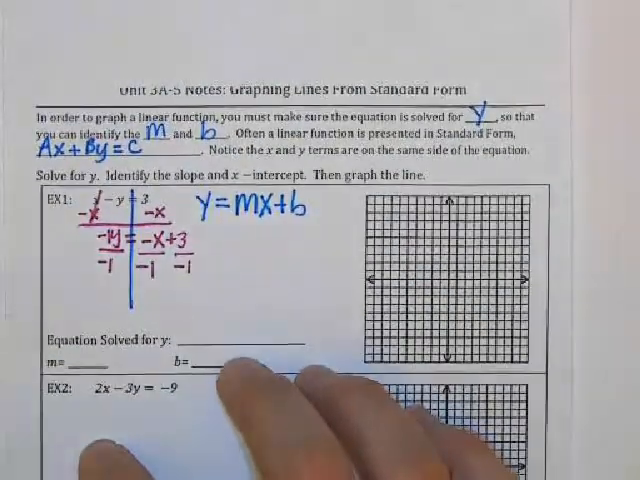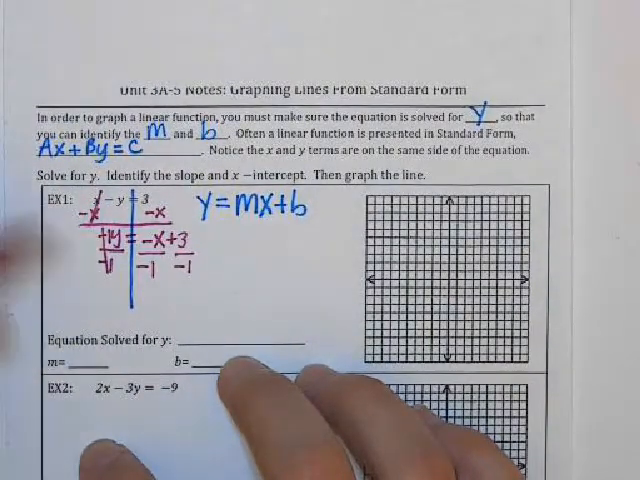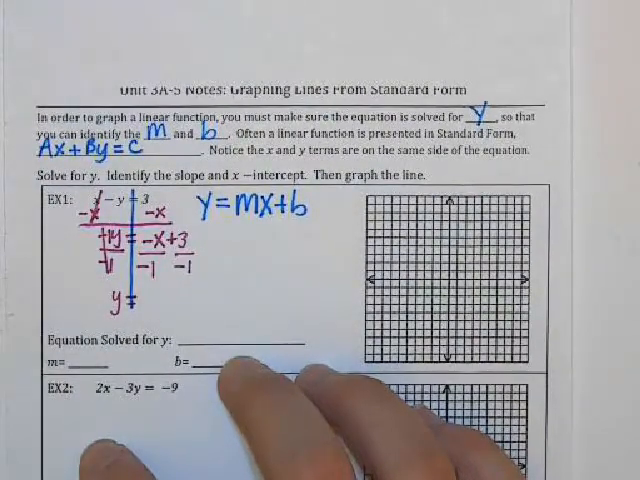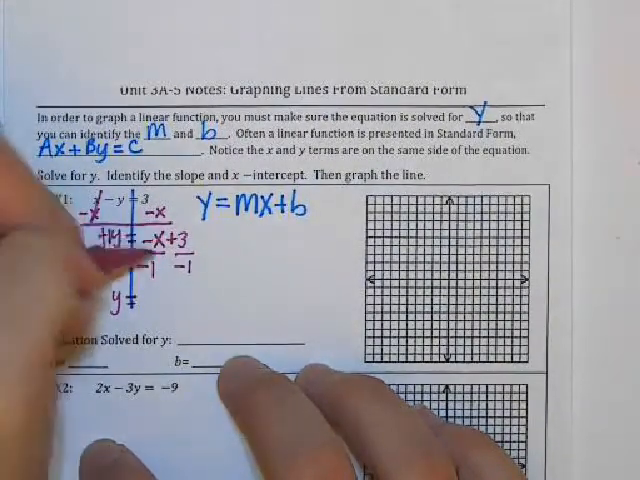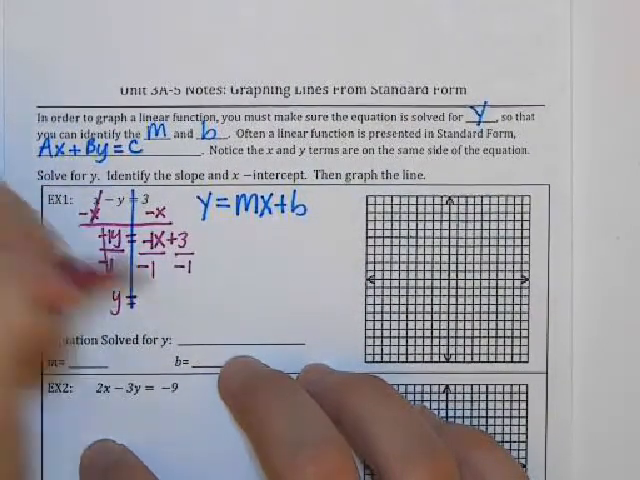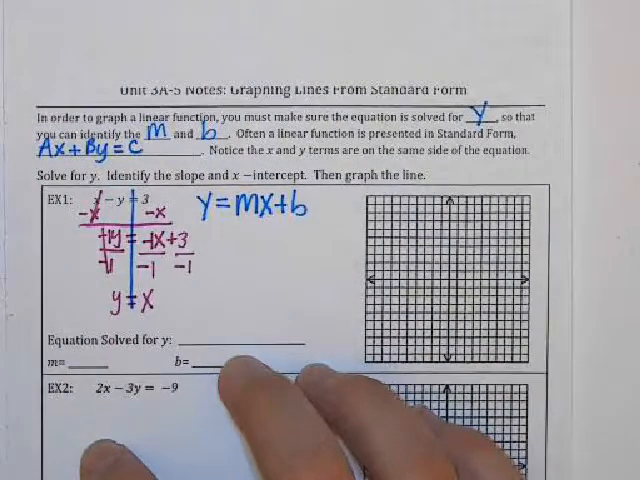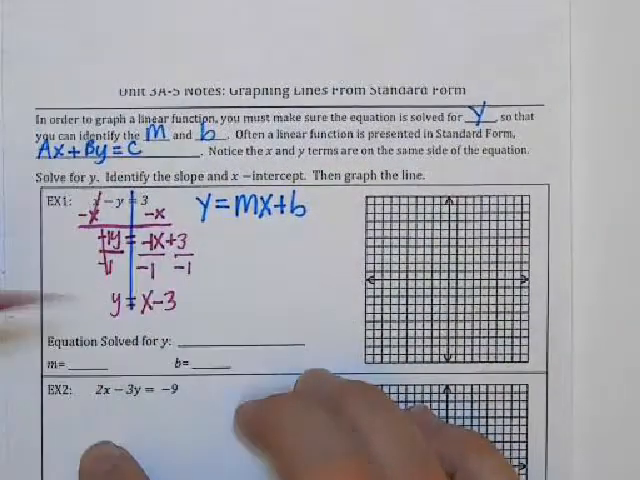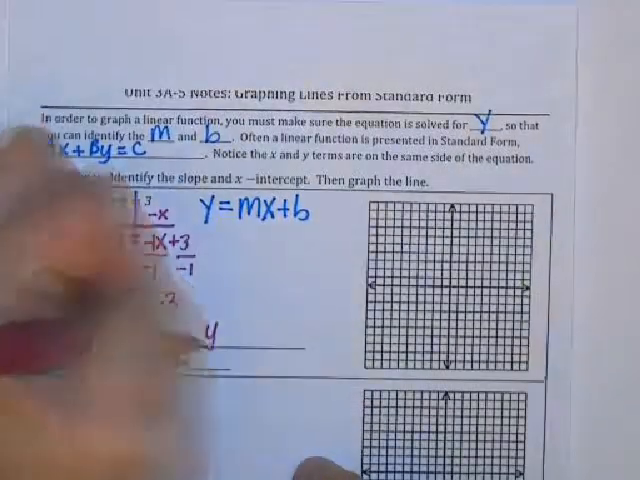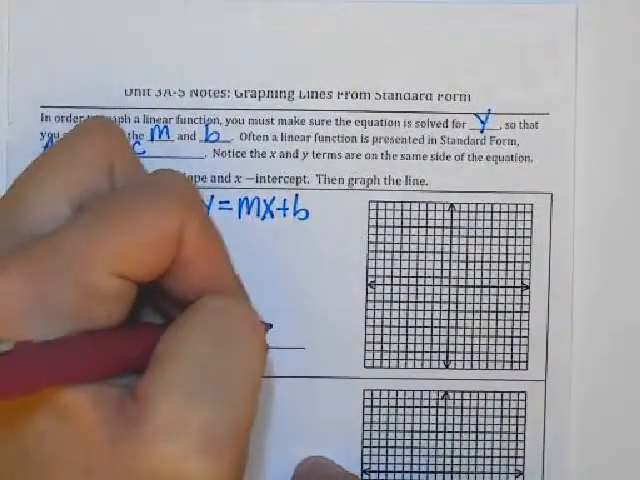Make sure you're writing with me. Negative 1 over negative 1, they equal 1. So I'm left with 1y, but you don't write the 1. So y equals negative 1 over negative 1 again, which gives me 1x, but I don't write the 1 in front of the x. And then 3 divided by negative 1 is negative 3. Now is y by itself? Yes. So the equation solved for y is y equals x minus 3.